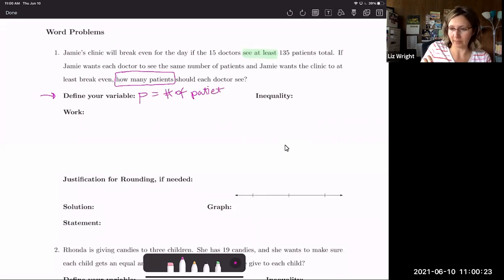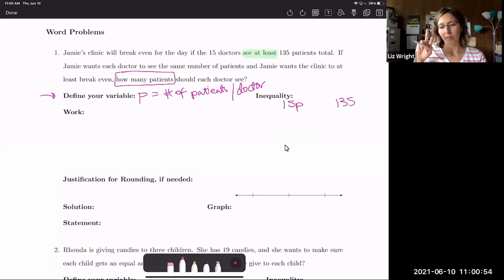Having a hard time spelling and talking today. I forgot my N when I was talking. So it's number of patients per doctor. So number of patients per doctor, we are saying that's going to be 15P. And then we're going to have 135 on the other side.